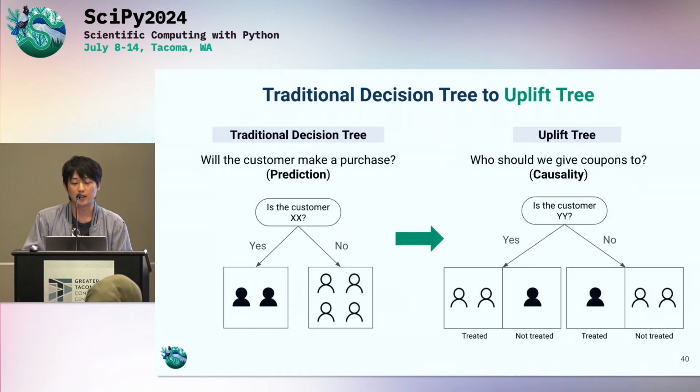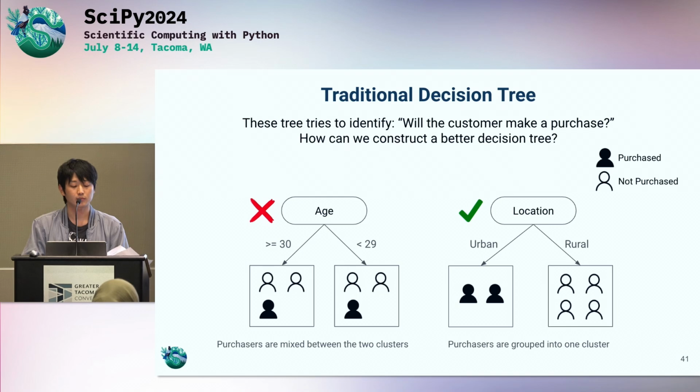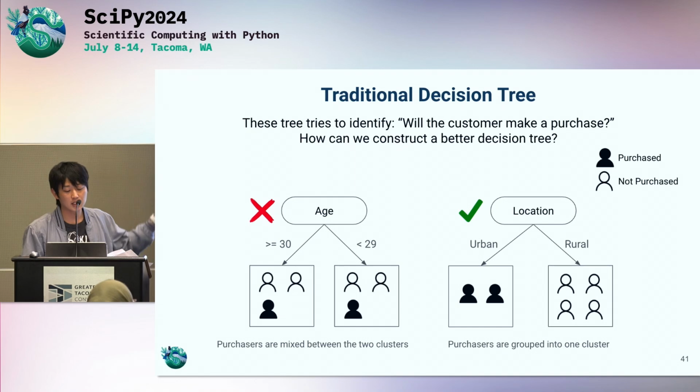So let me introduce a key concept of uplift modeling, the uplift tree. Uplift tree is based on the traditional decision tree. So this is a traditional decision tree, and this decision tree tries to answer, will the customer make a purchase or not? And depending on how we select decision nodes, the tree can be constructed in many different ways. Here, there are two different decision trees. On the left, the split is based on age, and on the right, the split is based on location. Here, the right tree provides a better split because purchasers and non-purchasers are cleanly separated.